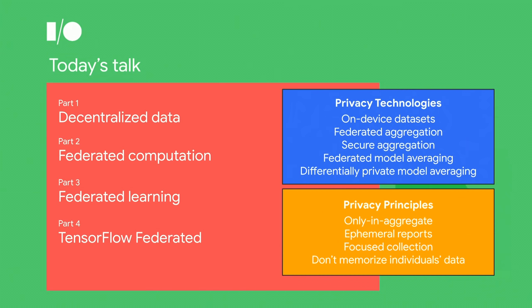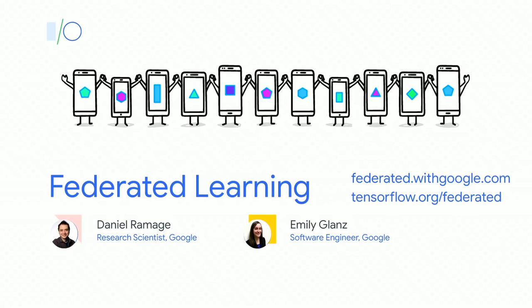We also introduced privacy technologies, on-device data sets, federated aggregation, secure aggregation, federated model averaging, and the differentially private version of that, which embody some privacy principles of only in aggregate, ephemeral reports, focused collection, and not memorizing individuals' data. So we hope we've given you a flavor of the kinds of things that federated learning and computation can do. To learn more, check out the comic book and play a little bit with TensorFlow Federated for a preview of how you can write your own kinds of federated computations.